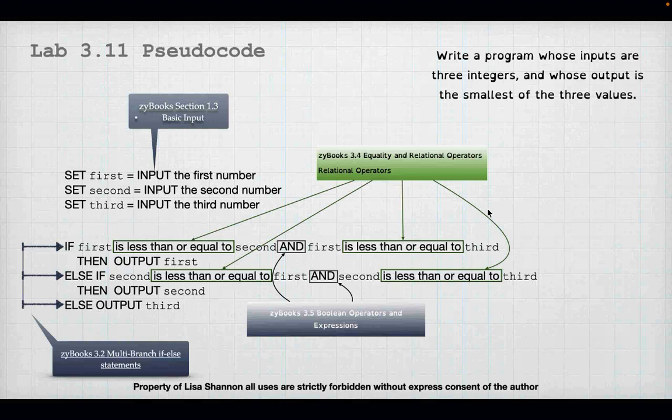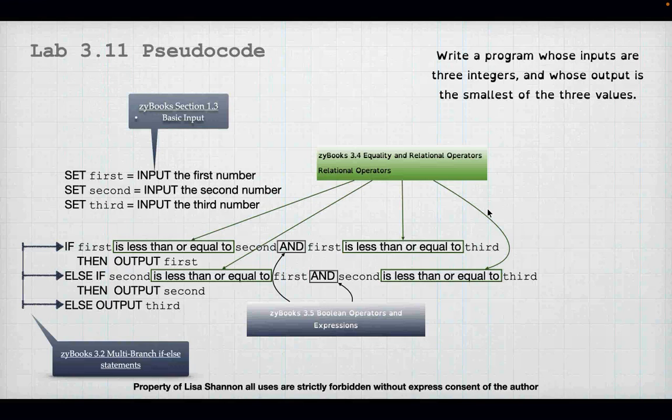If either of those expressions evaluate to false, then you're going to look at the second number. You're going to do the exact same thing. In this case, it's, is second less than or equal to first, and is second less than or equal to third. So I'm now testing second, and I'm looking to see if it's smaller than both of them. If both of those evaluate to true, because I'm using AND as the Boolean operator, then you're going to output second. Otherwise, the only thing you've got left is to output third. So you're creating your own min function, your own minimum function.